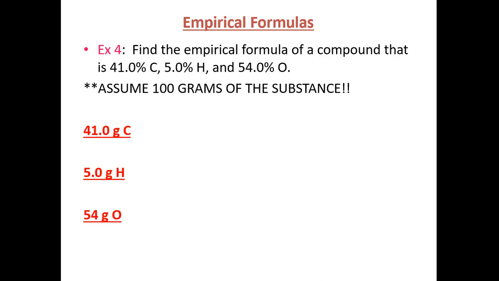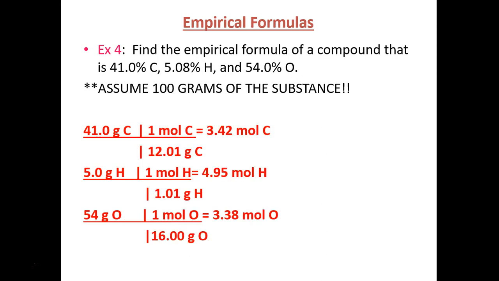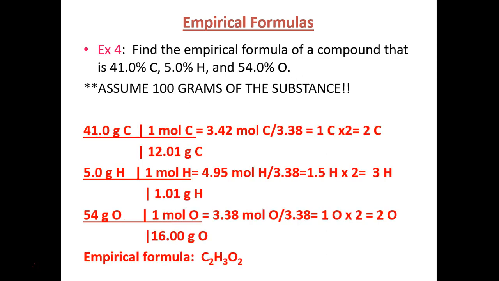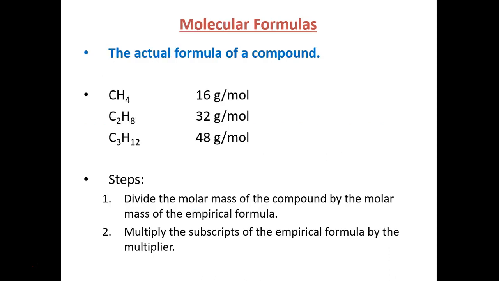Okay, so converting to moles, dividing by the smallest number, and figuring out the ratio. So first we convert to moles, identify the smallest number, and divide by that. Smallest number is 3.38, so we get approximately 1 carbon, 1.5 hydrogen, and 1 oxygen. But we can't have a subscript of 1.5, so then we have to multiply all of those by 2. So then we get 2 carbons, 3 hydrogens, and 2 oxygens. So our empirical formula is C2H3O2.